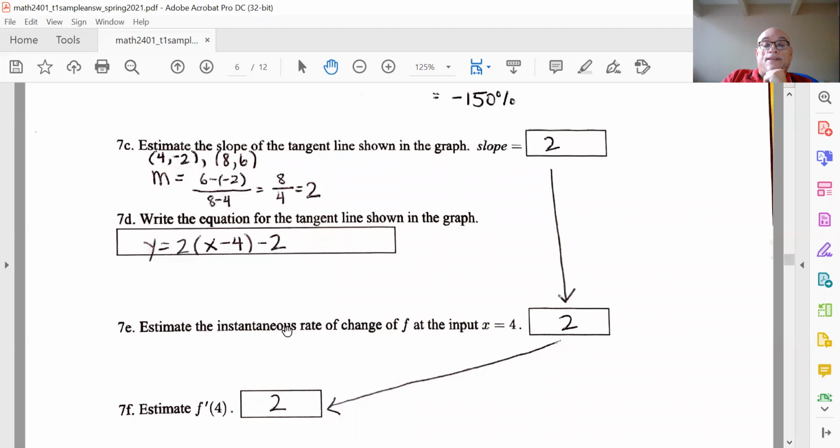So part E and part F here are really asking the same thing. Here it's just spelled out in words. Here it's written in function notation. But the meaning of instantaneous rate of change and f prime of 4 are the same. By the way, remember, instantaneous rate of change is also called the derivative. So if I ask for the derivative of the function f at the input 4, you would also say 2. Okay.